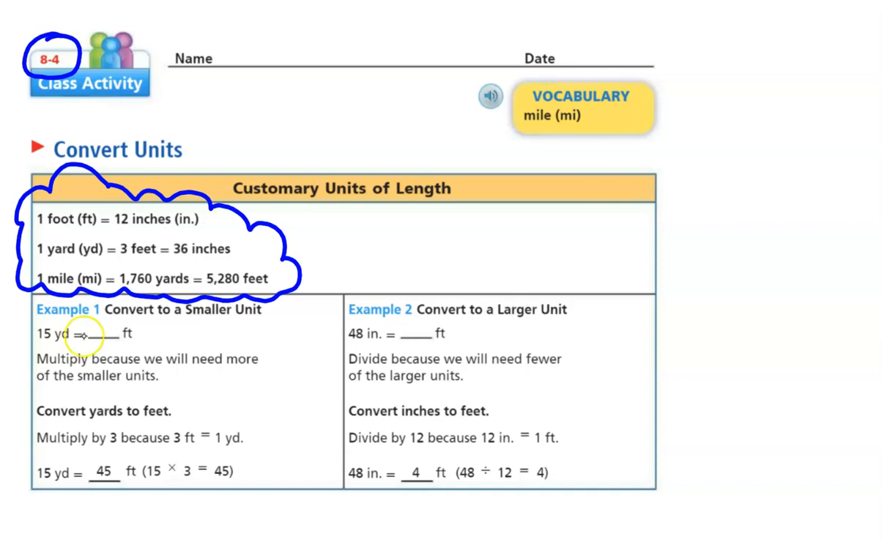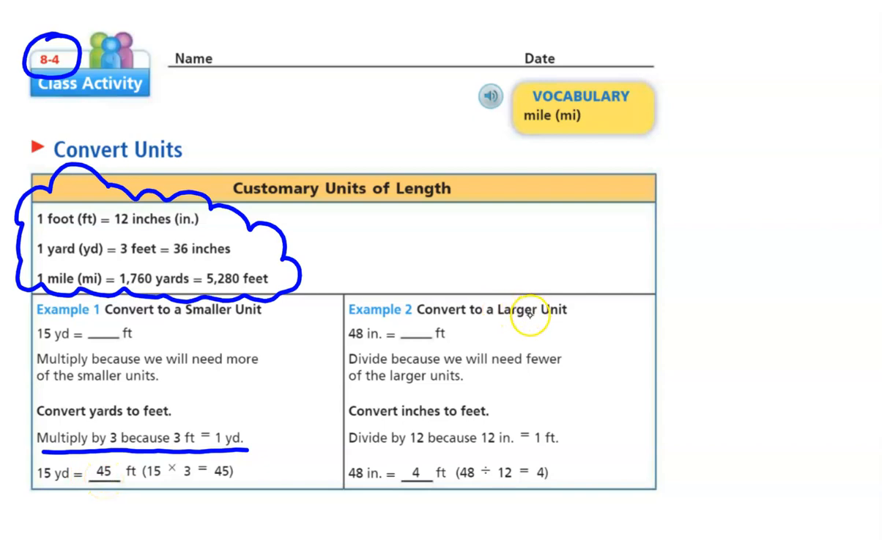Okay, so for example, let's look at this one. Example 1 says convert to a smaller unit. You're going from yards to feet, so you're going to have more feet because they're a smaller unit of measurement. So this time you're going to multiply. I'm going to do 15 yards. Well, how many feet are there in 1 yard? There are 3. So you're going to multiply by 3 because there are 3 feet in a yard. So then you would get 45 feet.